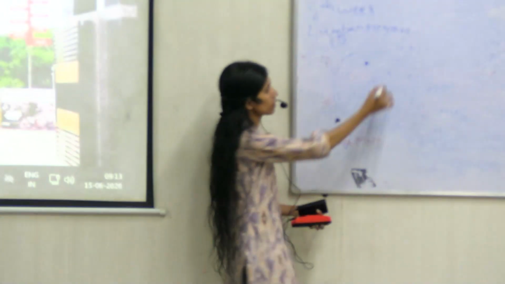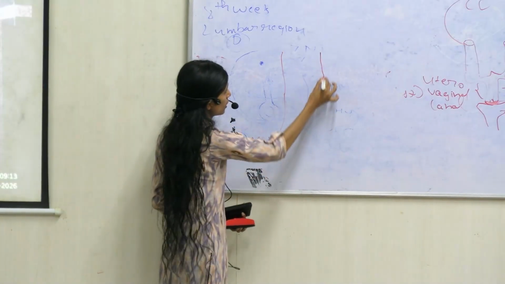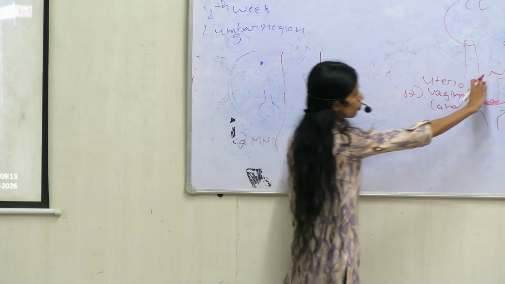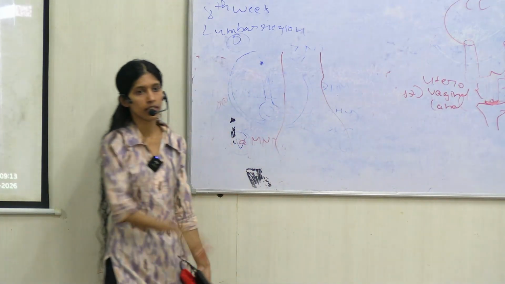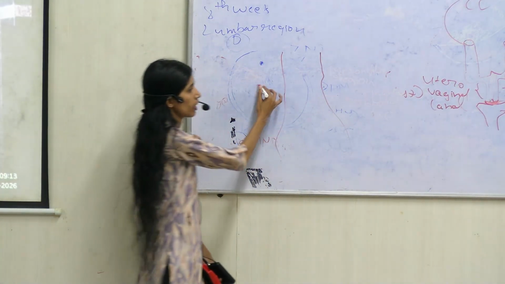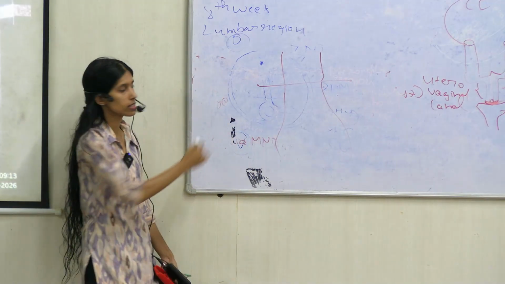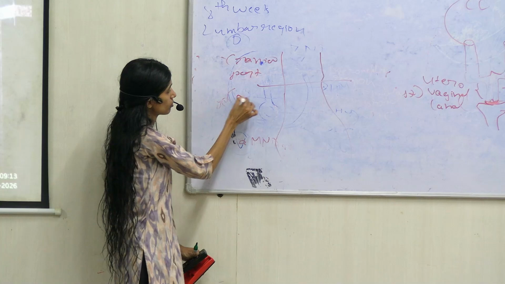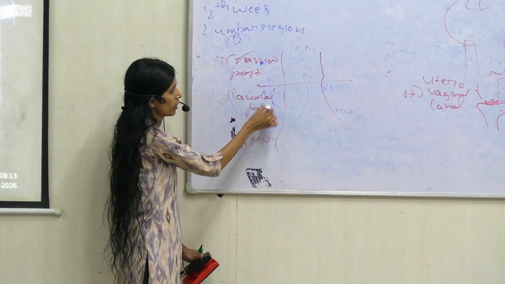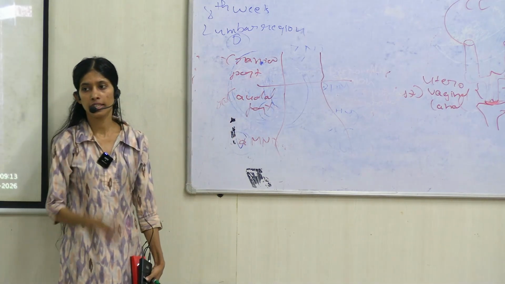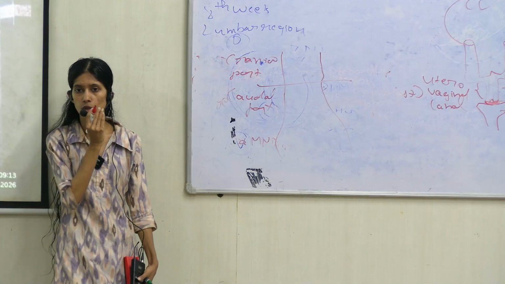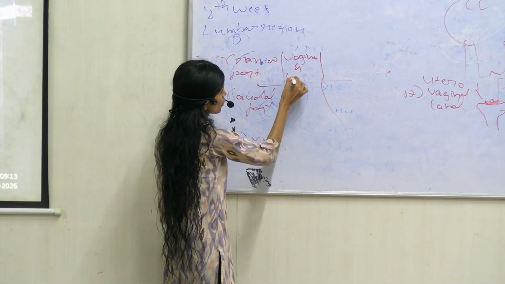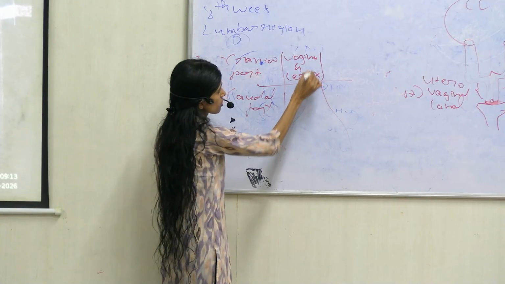And this entire uterovaginal canal has total 2 parts. It is called as cranial part and caudal part. Okay, the cranial part will give rise to vagina and cervix.